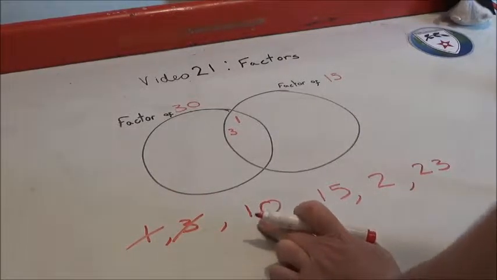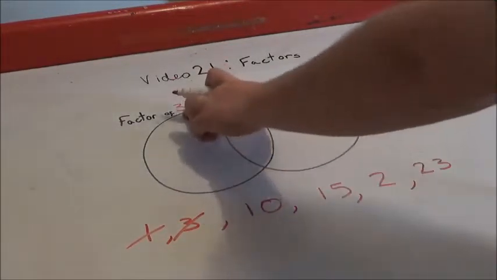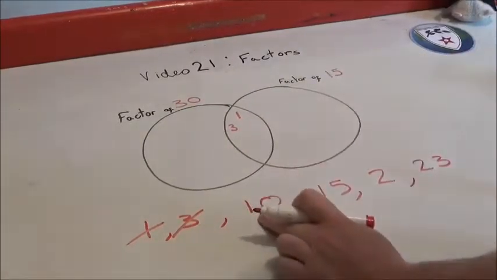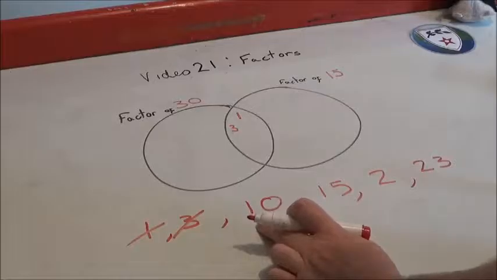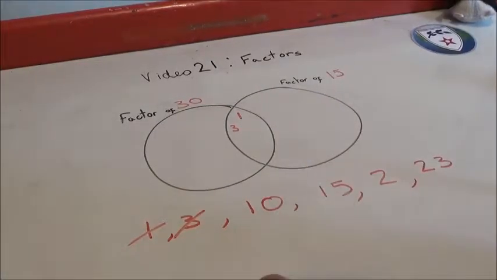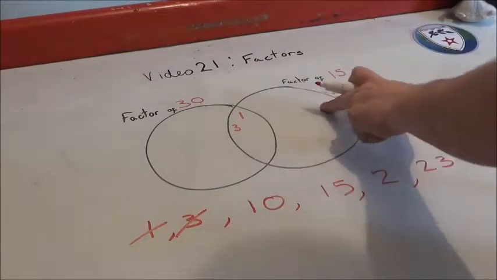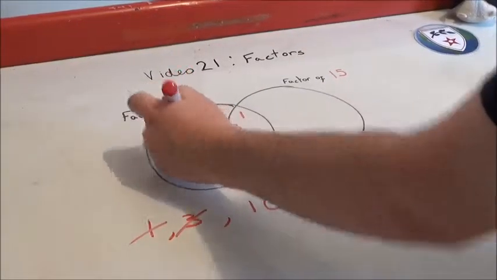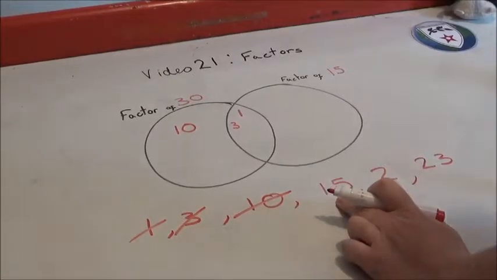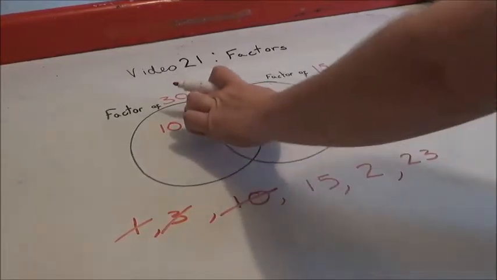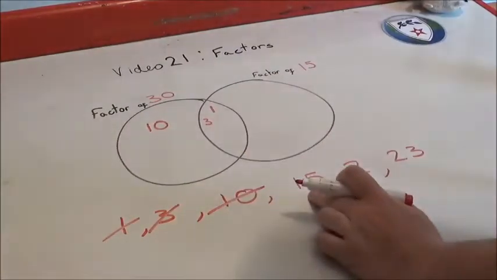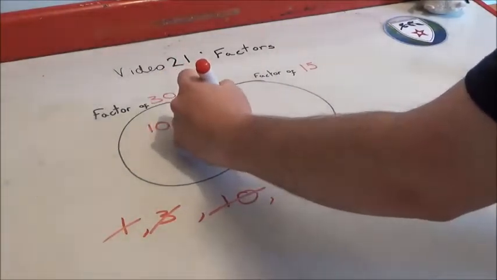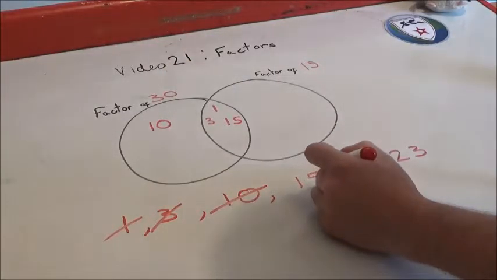Moving on to 10. Is 10 a factor of 30? Well, 30 divided by 10 is 3, so yes, that works. 15 divided by 10, well actually it's 1.5, so that would have a remainder because it has a decimal number. So that is not a factor of 15, but it is a factor of 30. So I'm going to put it over here. Moving on to 15. 15 is a factor of 30. Yes, 30 divided by 15 is 2, and 15 divided by 15 is 1. So again, 15 needs to go in my middle column.